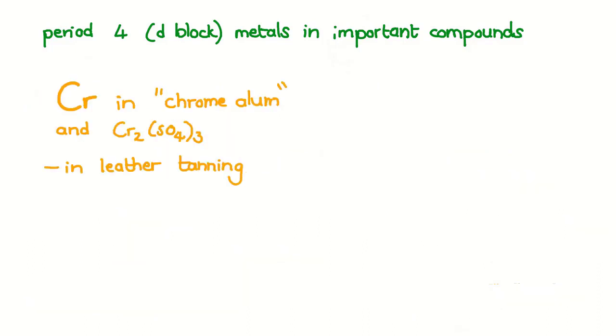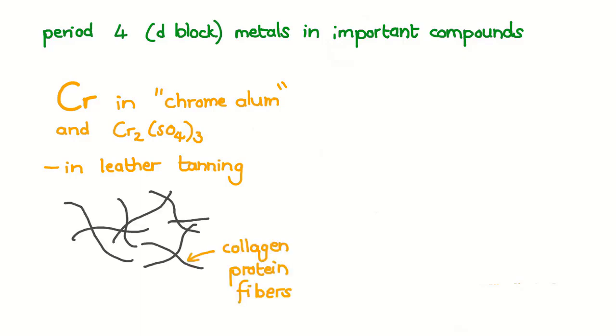Here is another use for chromium. Chromium in chrome alum and in chromium sulfate is used to tan leather. Chromium cross-links the collagen protein fibers in animal skins. In this way, the proteins in the skins are stabilized, and the skins become more tough and leathery.